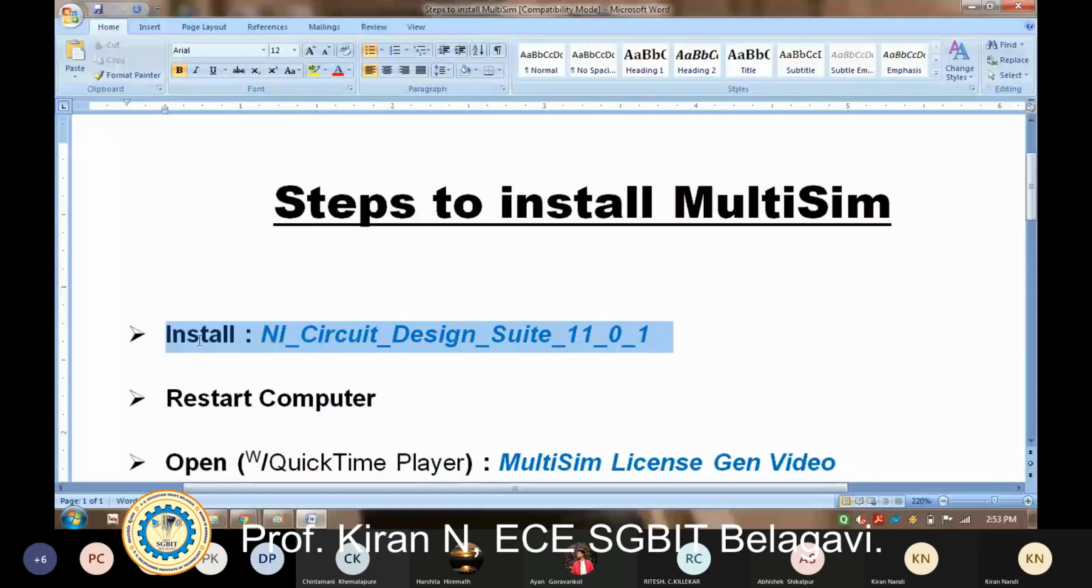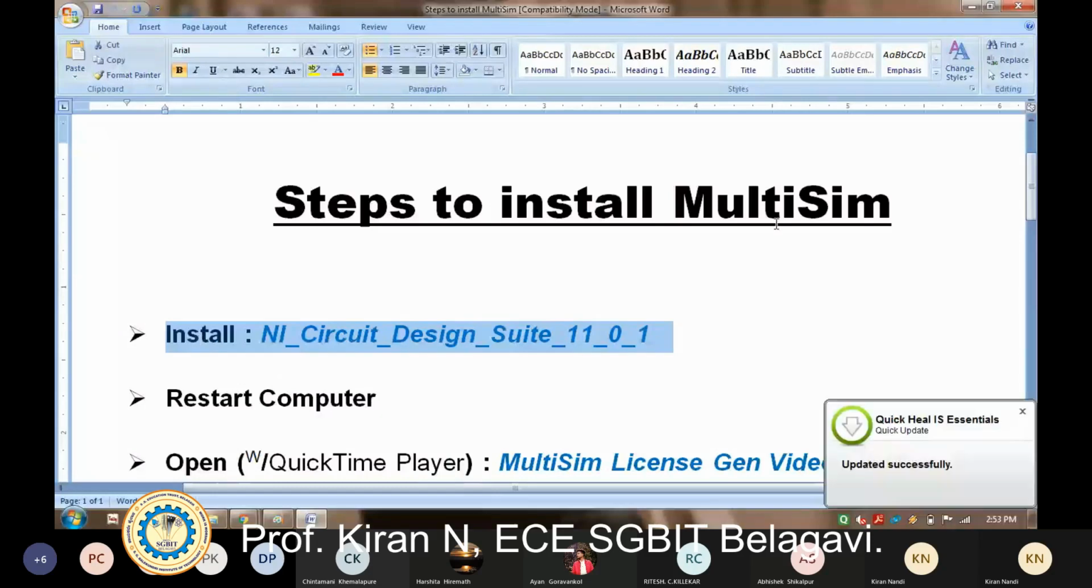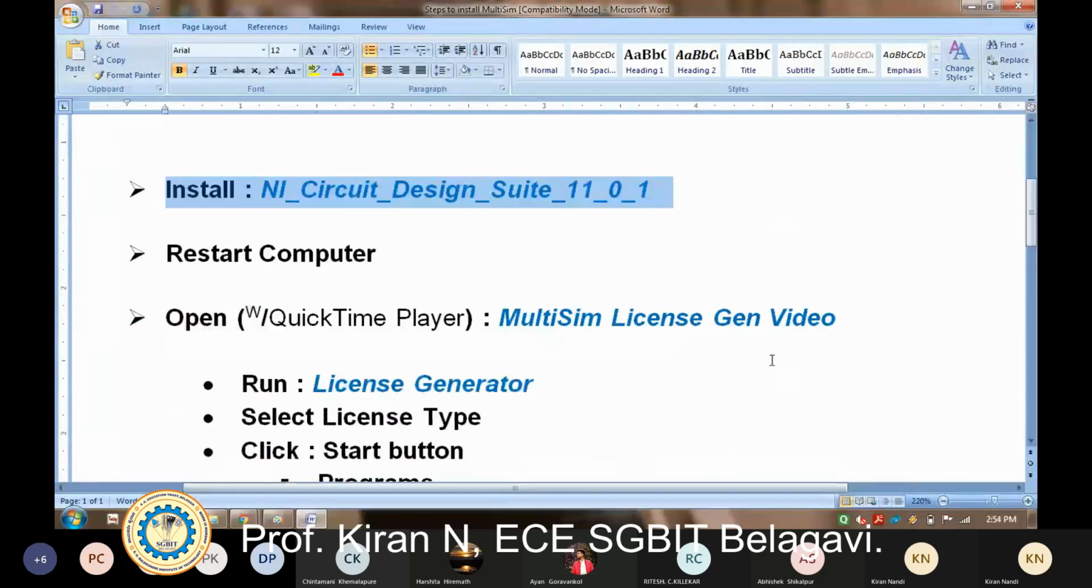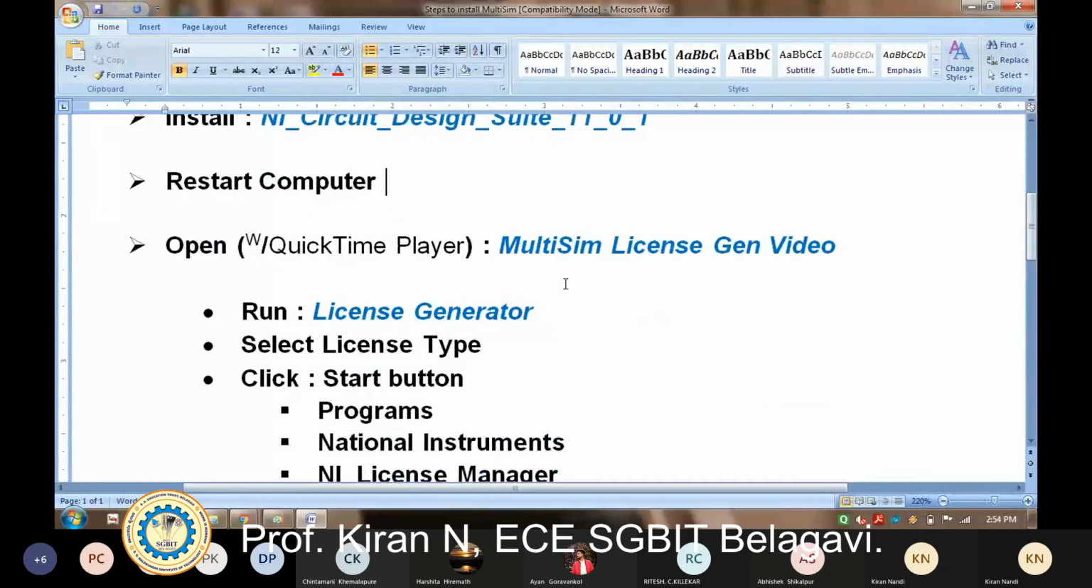11.01. So this is the tool that you have to install onto your laptops or onto your system. After it gets installed completely, it will ask you to restart your computer. You can go for restart. Then how to open it?